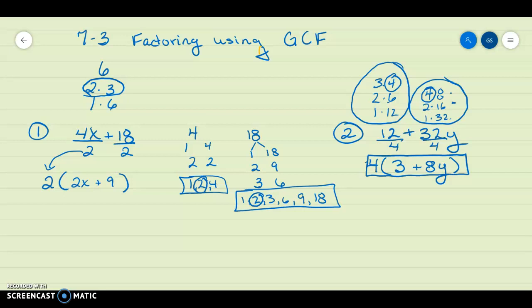Okay, let me give you one more. Okay, next one. The next one is 8x squared minus 24.